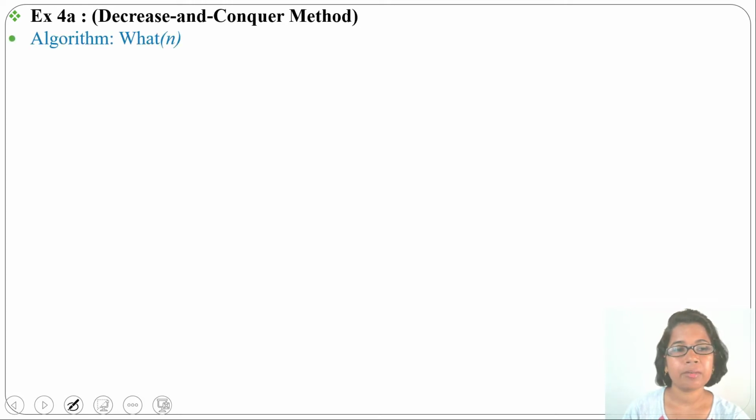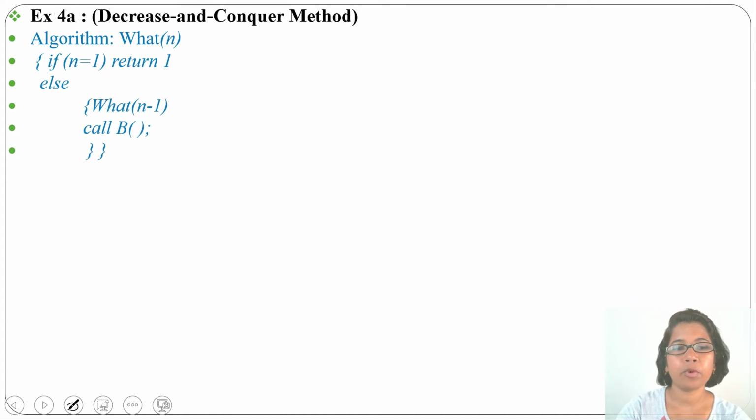Suppose one algorithm is given like this. Algorithm Vote(n). If n equals 1, return 1. Else Vote(n-1), call B. This is not a proper programming code, this is just an algorithm code. So now for this, what will be the running time? It depends on B. Here the basic operations are these two, Vote(n-1) and call B.